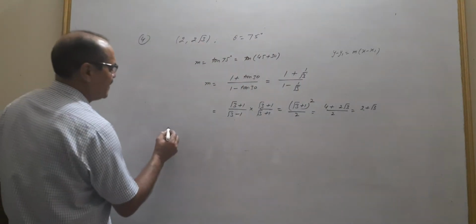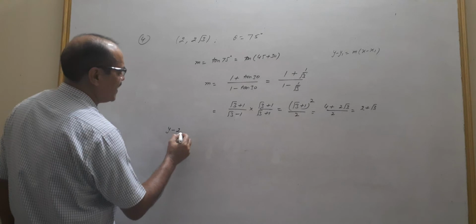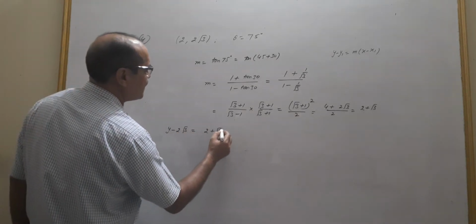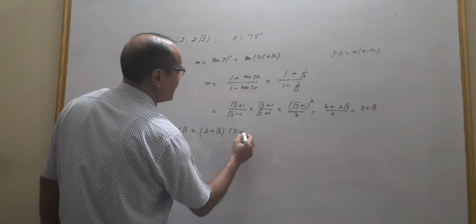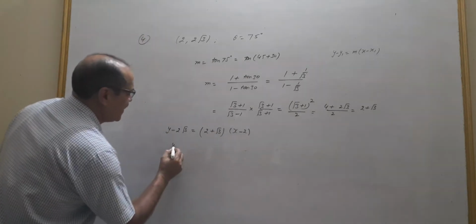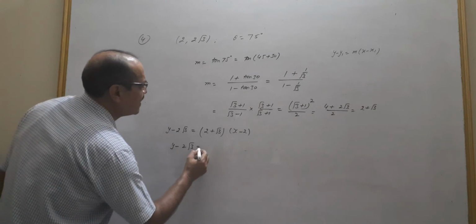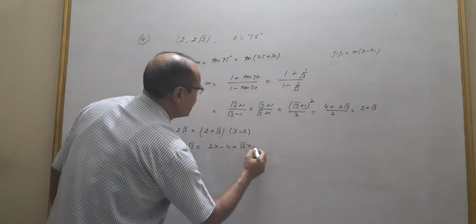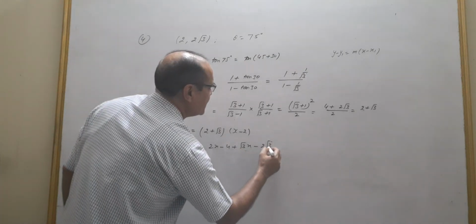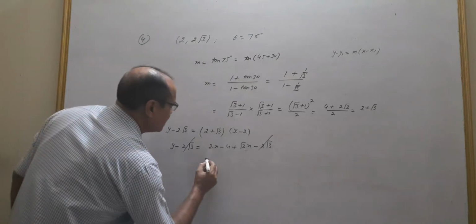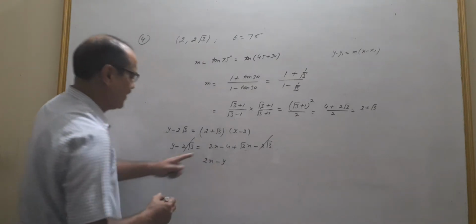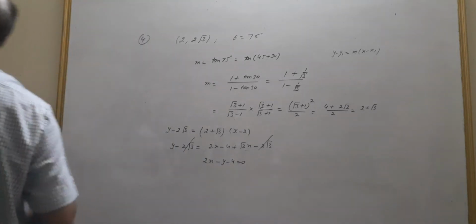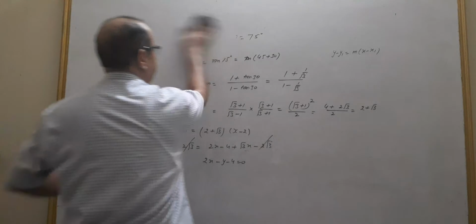After getting m, you can apply the point form, that is y minus y1 is equal to m times x minus x1. By solving, this can be written as 2x minus 4 plus root 3x minus 2 root 3. This 2 root 3 and 2 root 3 cancel, therefore the required line will be 2x minus y minus 4 is equal to 0. So this is the required equation of the line which we had to find out.